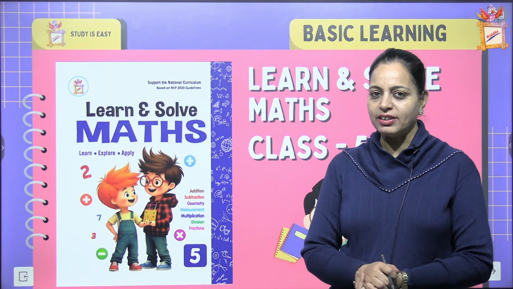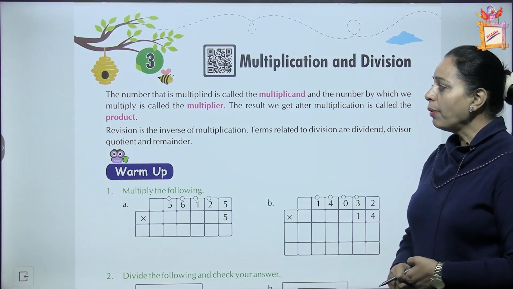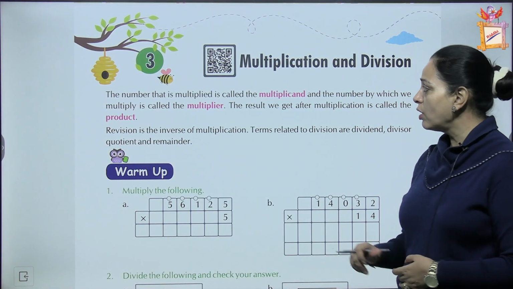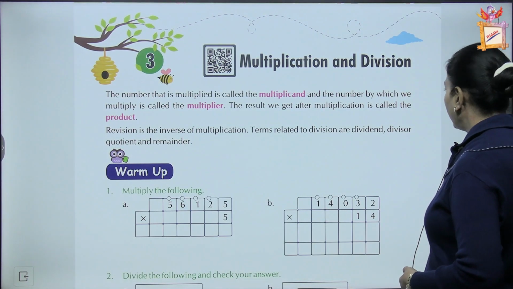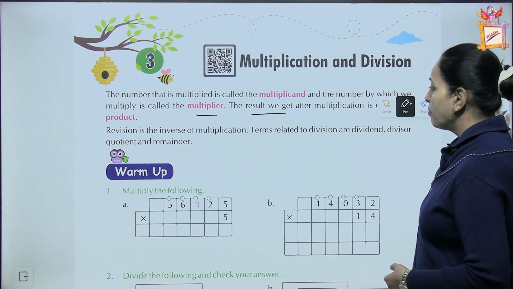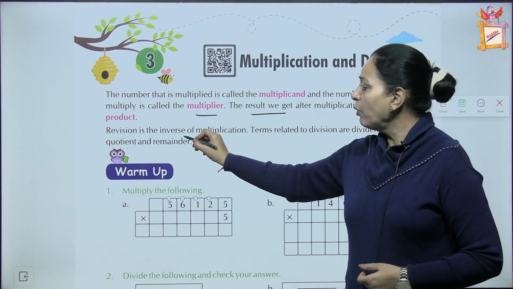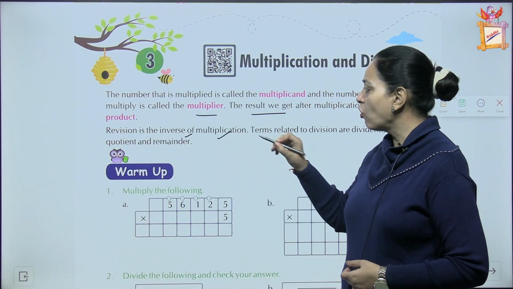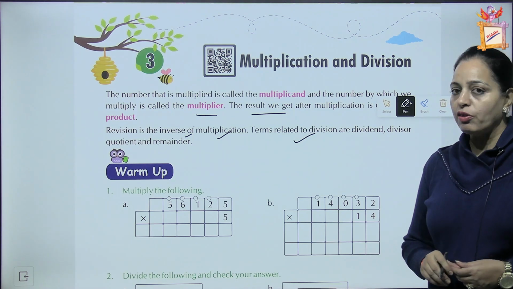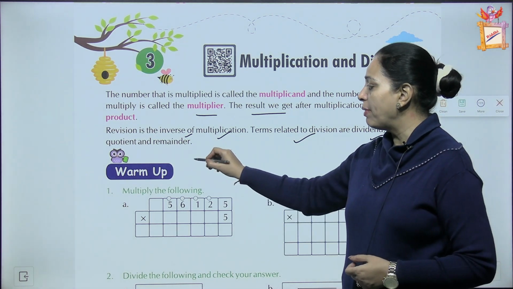So let's start. Let's do chapter 3, multiplication and division. The number that is multiplied is called the multiplicand and the number by which we multiply is called the multiplier. The result we get after multiplication is called product. Division is the inverse of multiplication. Terms related to division are dividend, divisor, quotient and remainder.